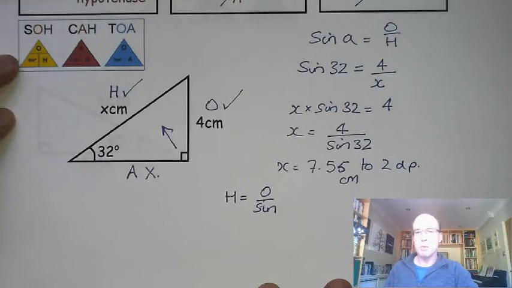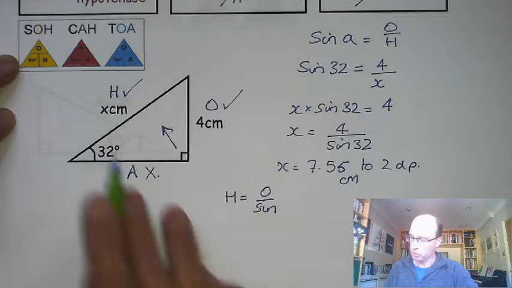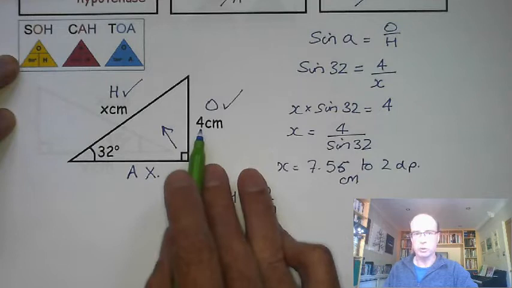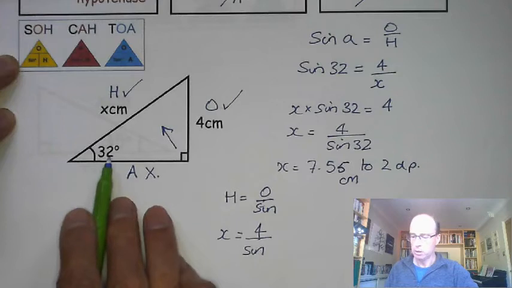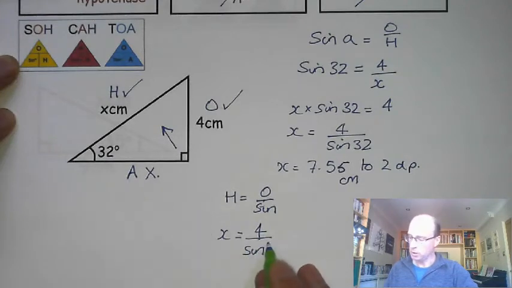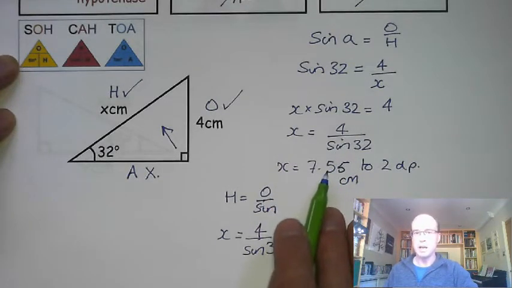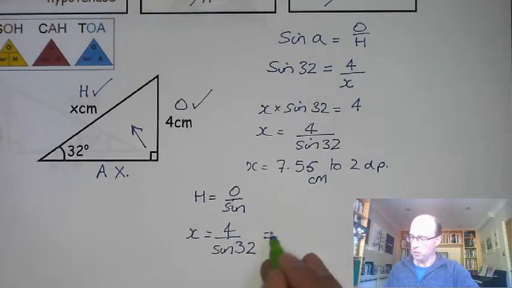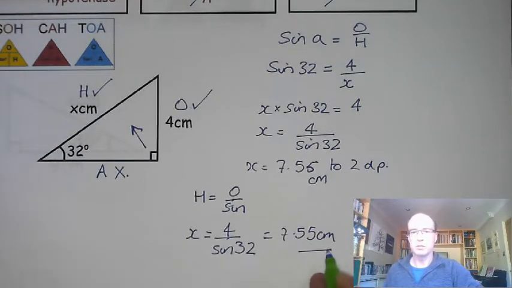And I can substitute my values. Is 4 centimetres divided by the sine of my angle, which is 32 degrees. So 4 over the sine of 32 degrees. The same calculation that we did over here and put into the calculator to get 7.55 centimetres. Just going to pause there.